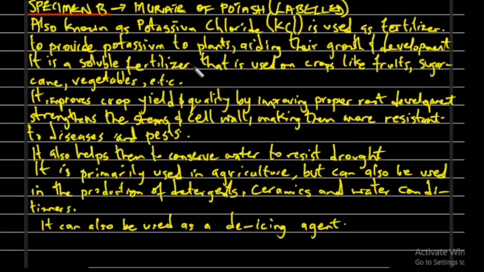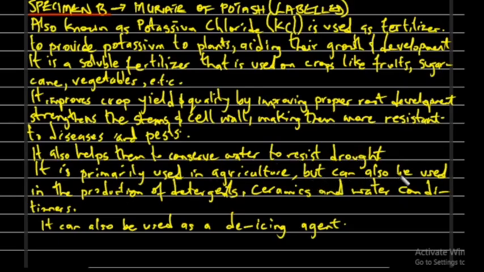It is a soluble fertilizer as well, so it can be applied to the crops directly or when it is dissolved in water. It is used on crops like fruits, sugarcane, vegetables, etc. It improves crop yield and quantity by improving proper root development and strengthening the stems as well as the cell wall, making them more resistant to diseases. That is one major way through which muriate of potash, which is potassium chloride, helps the plant. It also helps them to conserve water and resist drought.